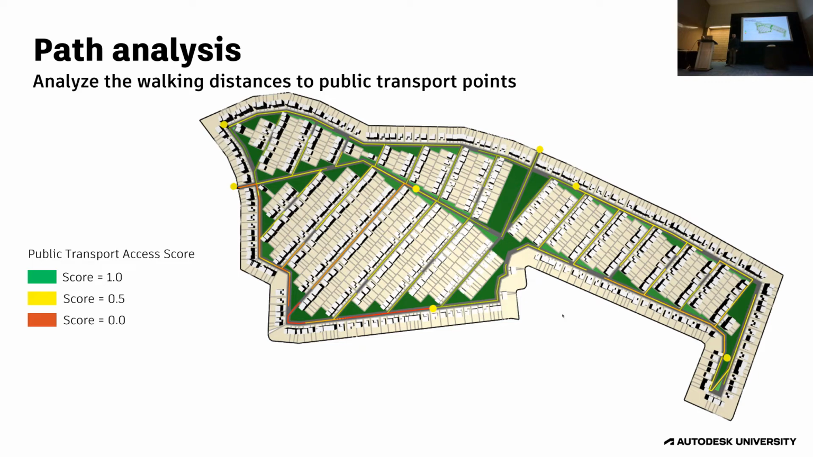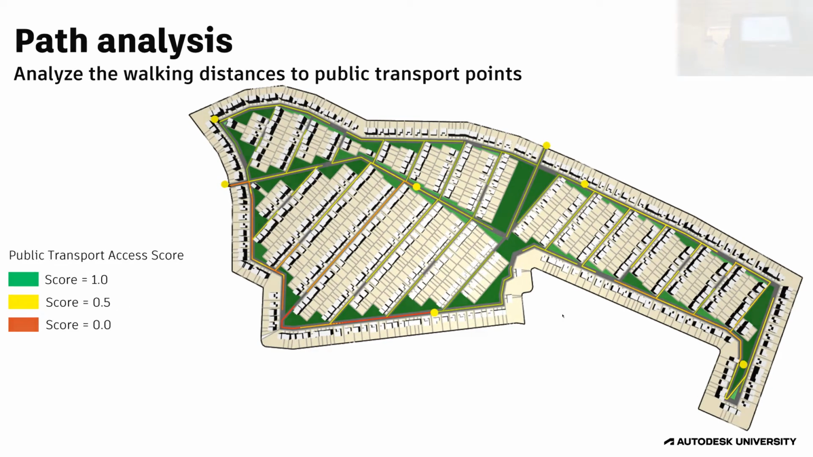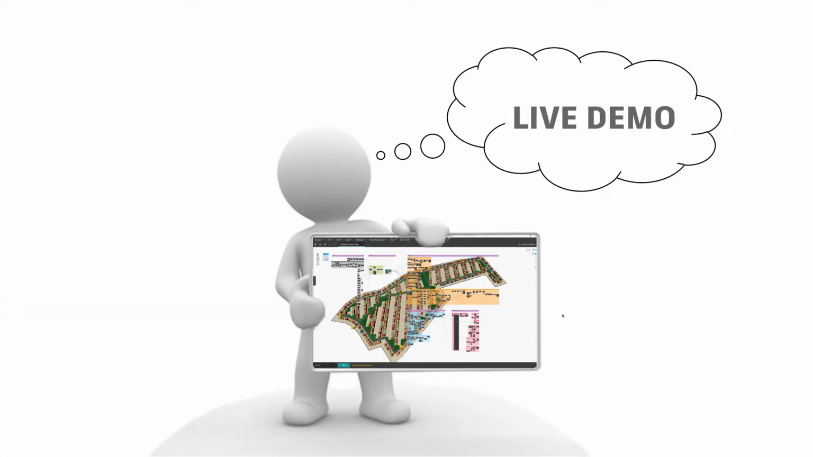Okay, good. So everything within that 650 meters gets a score of 1. Everything around 650 meters is score 0.5, and all the rest gets score 0. So that's how you can evaluate all of that. And Jacob is going to show us how that looks.